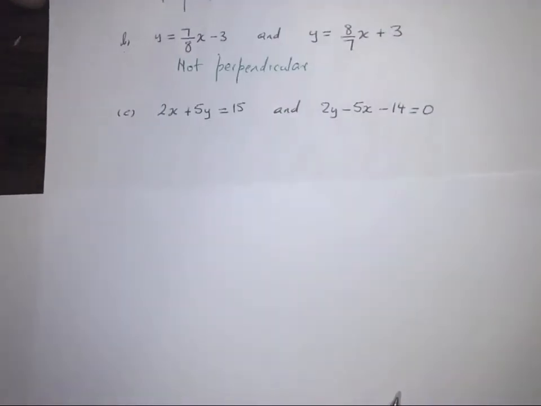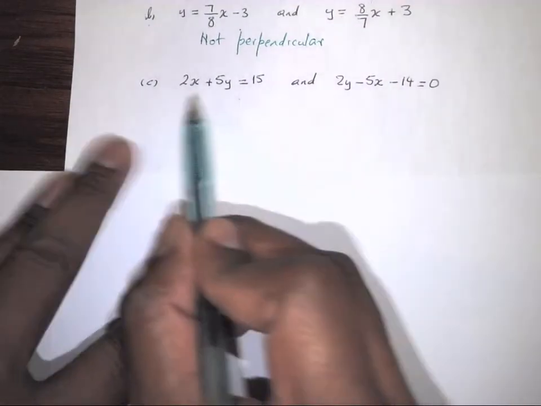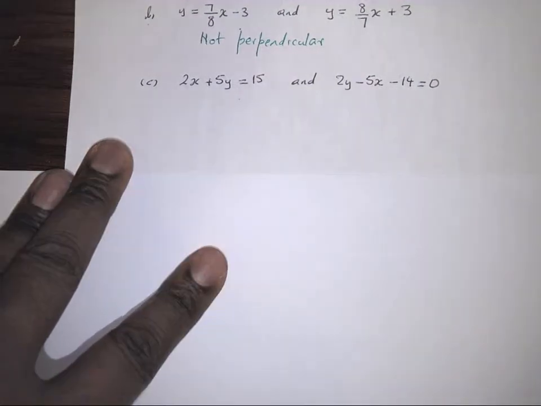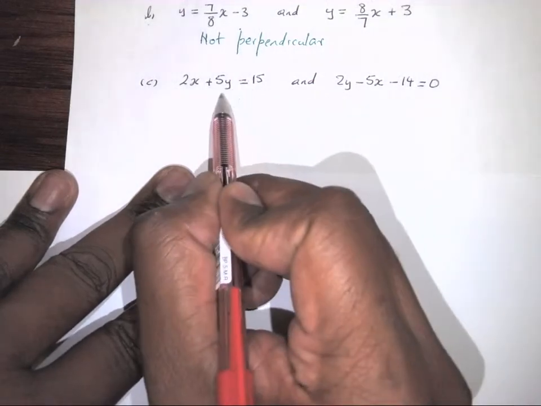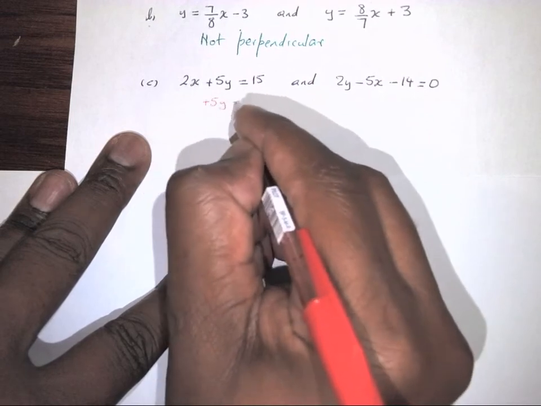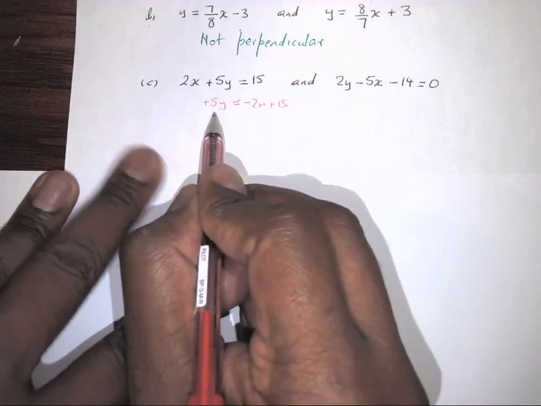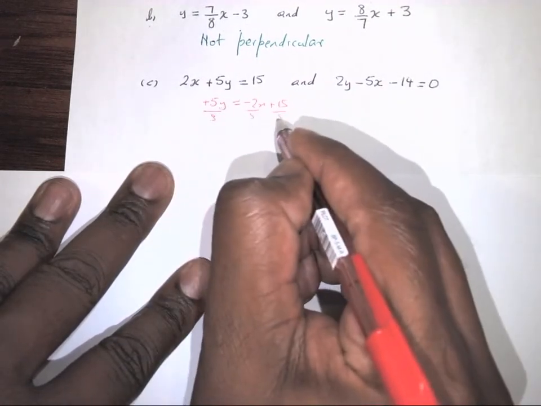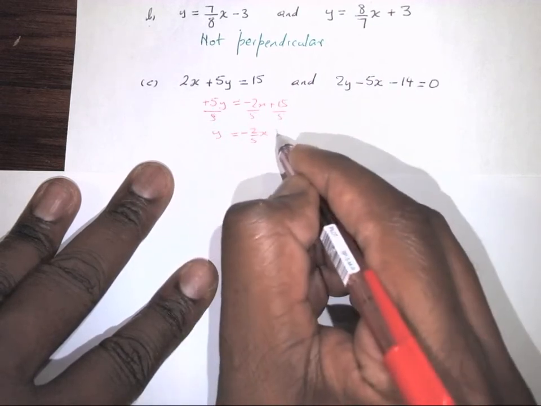Let's look at another one. This one. Are these two lines perpendicular? So it means that here we have to rearrange this and make sure that the format is standard form. How do we do that? So we must be left with only the y on the side. So in this case, I've got 5y is equals, take this across, minus 2x plus 15. Now divide by 5. So y is equals to minus 2 over 5x plus 3.